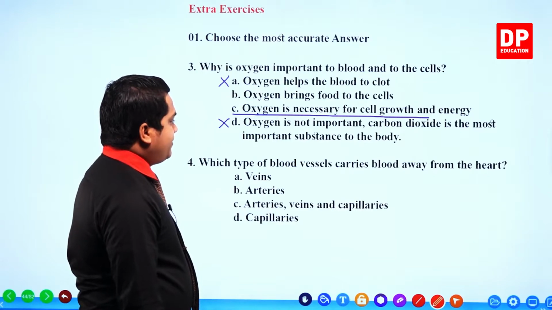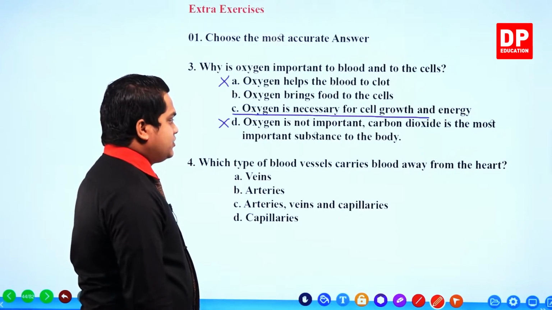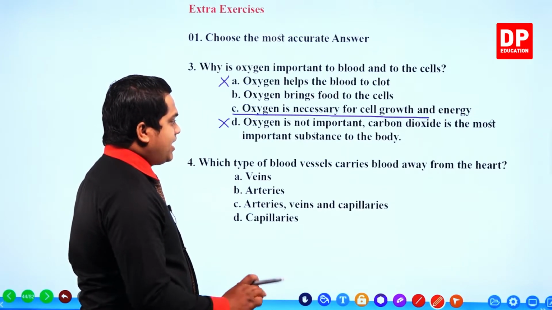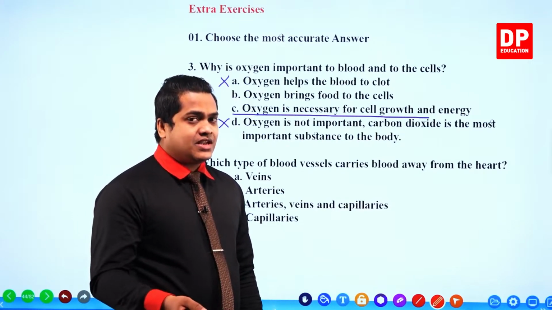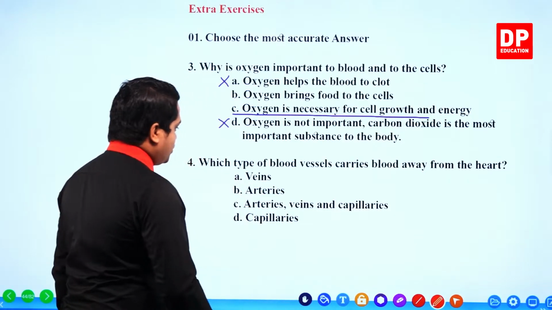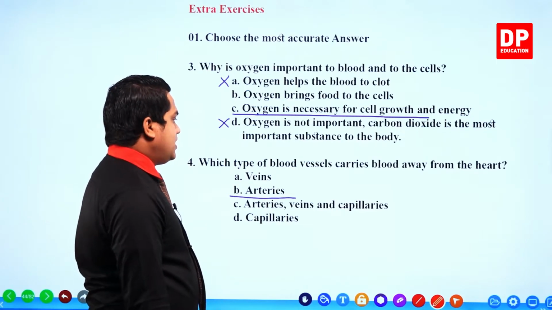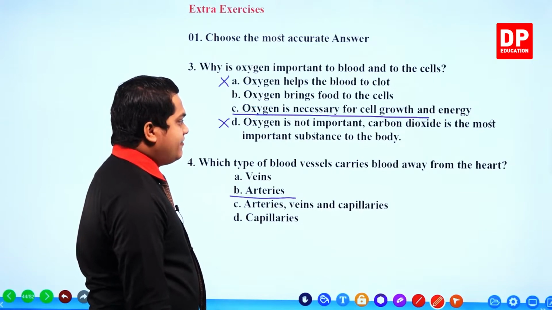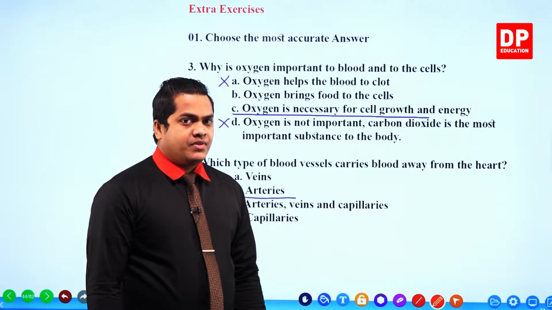Next one. Which type of blood vessels carries blood away from the heart? Carries blood away from the heart. So if blood vessels are carrying blood away from the heart, not towards the heart, veins, away from the heart, arteries. So arteries are the answer. Arteries are the blood vessels that carry blood away from the heart.